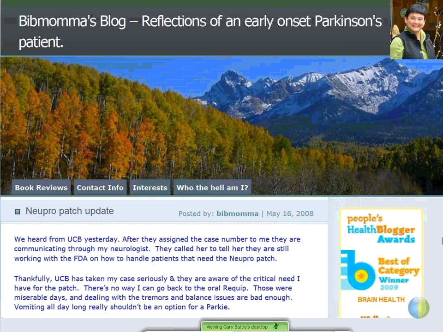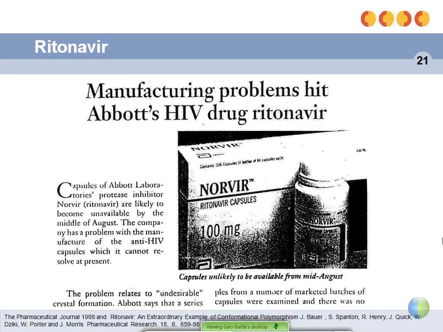There's no way I can go back to the oral Requip. Those were miserable days. Dealing with the tremors and balance issues are bad enough. Vomiting all day long really shouldn't be an option for a Parkinson's patient. This had really serious consequences on people.